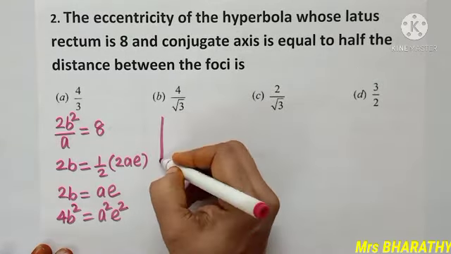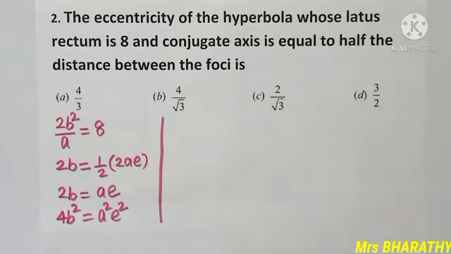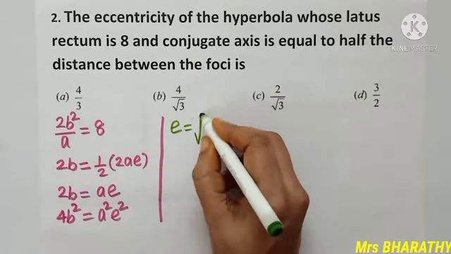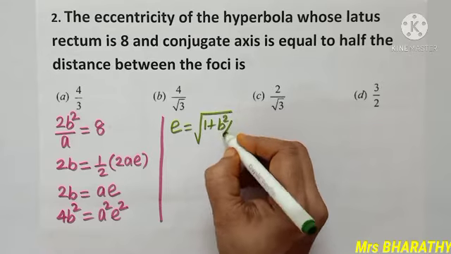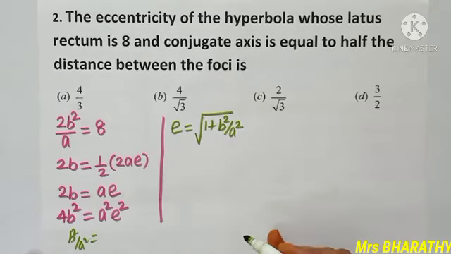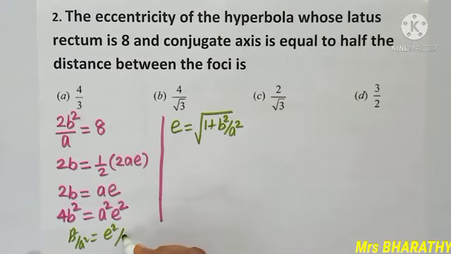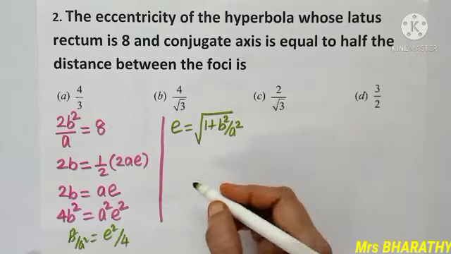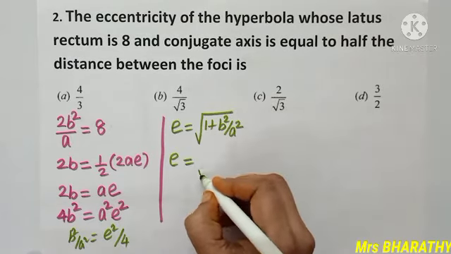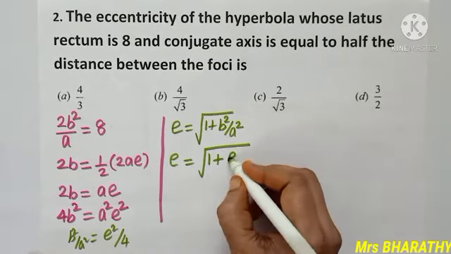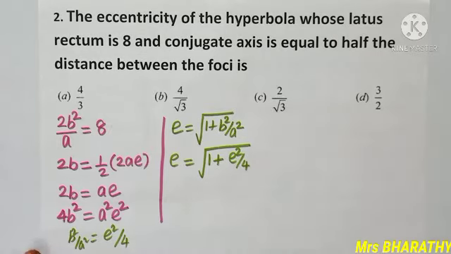What is my question actually? To find the eccentricity of the hyperbola. Eccentricity of the hyperbola is root of 1 plus b square by a square. From this case, what is b square by a square? I can rewrite it as e square by 4, bringing a square down, bringing 4 down. As I substitute, e equals root of 1 plus, what is b square by a square from here? It is e square by 4.